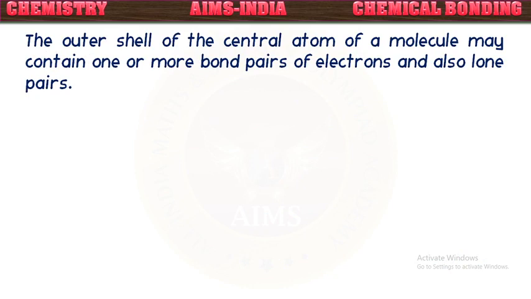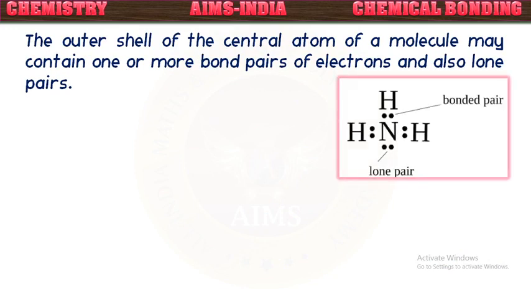The outer shell of the central atom of a molecule may contain one or more bonded pairs of electrons and also lone pairs of electrons. For example, in the ammonia molecule, there are pairs of electrons which are shared between nitrogen and hydrogen atoms, which are called bonded pairs of electrons. In that way, the ammonia molecule has three bond pairs of electrons. At the same time, on nitrogen, a pair of electrons exists which is not participating in bond formation. It is called a lone pair of electrons. So in this way, the central atom of a molecule may contain one or more bond pairs and lone pairs.